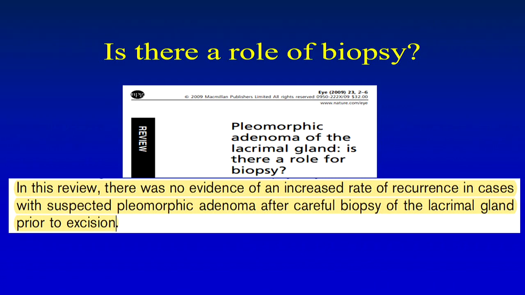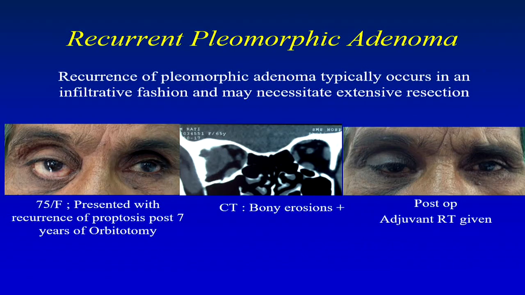So there are many things which are changing now. But recurrence will occur if you do incomplete excision, and that happens in 30% of the cases. And 10% of these may even undergo malignant transformation. So it's important to remove the tumor in toto with its capsule. So this was one case which presented after 7 years of orbitotomy, and there was a recurrence with bony erosion, and then we had to give post-op adjuvant radiotherapy in this case.